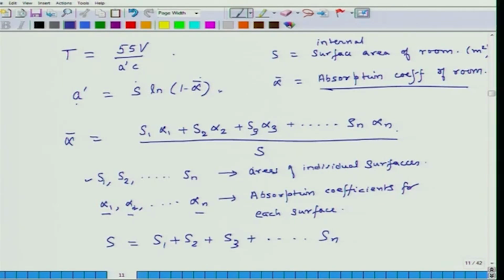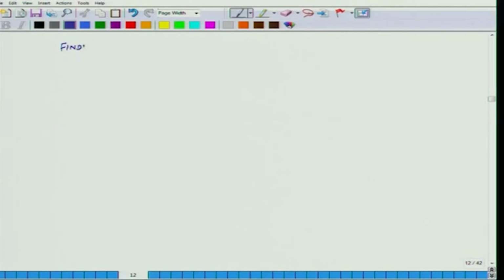So that is finding. This you do not calculate, you find it: alpha i for the ith surface. And what do you do? First thing, we will actually show some tables.